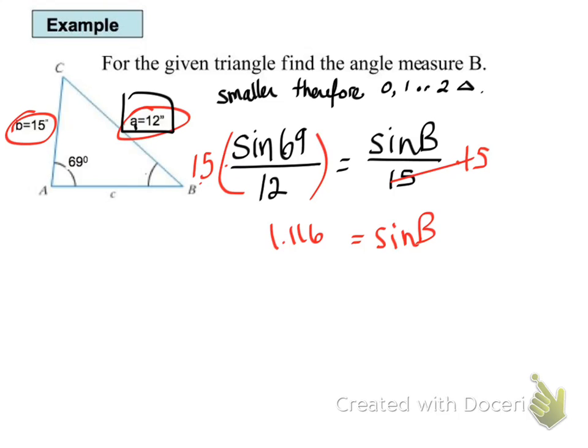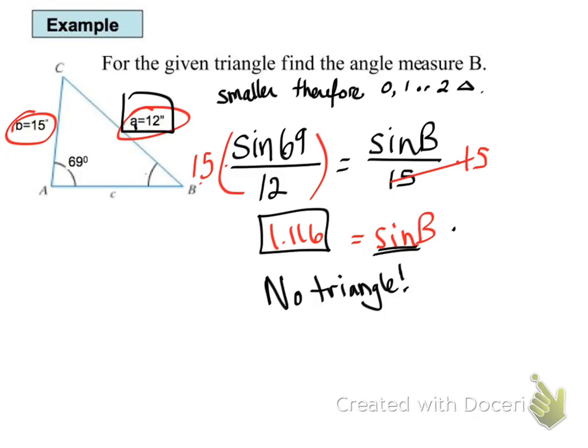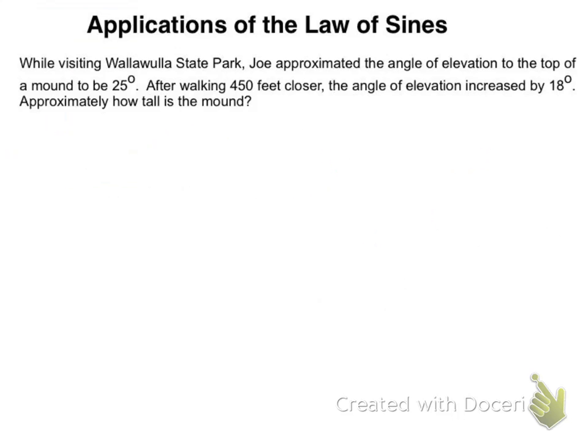Now here's the issue. Sine can never be greater than 1. Think of your unit circle. The sine is never greater than 1. So this makes no triangle. This triangle does not exist, so I cannot find angle B. That's when you'll find no triangle: when you get a sine that cannot exist, typically sine greater than 1. A negative sine is also problematic because you'll end up getting an angle bigger than 180, which cannot make a triangle. Keep that in mind as well, and we'll keep an eye out for that in class tomorrow.